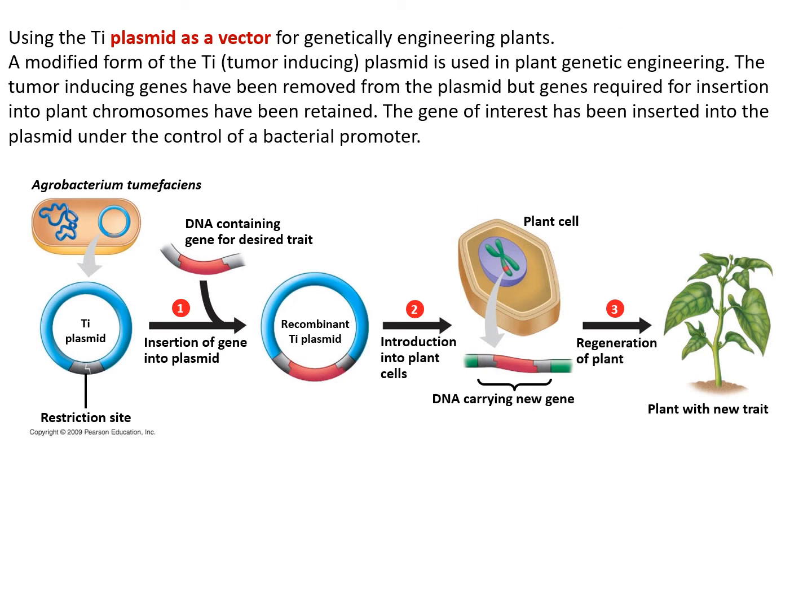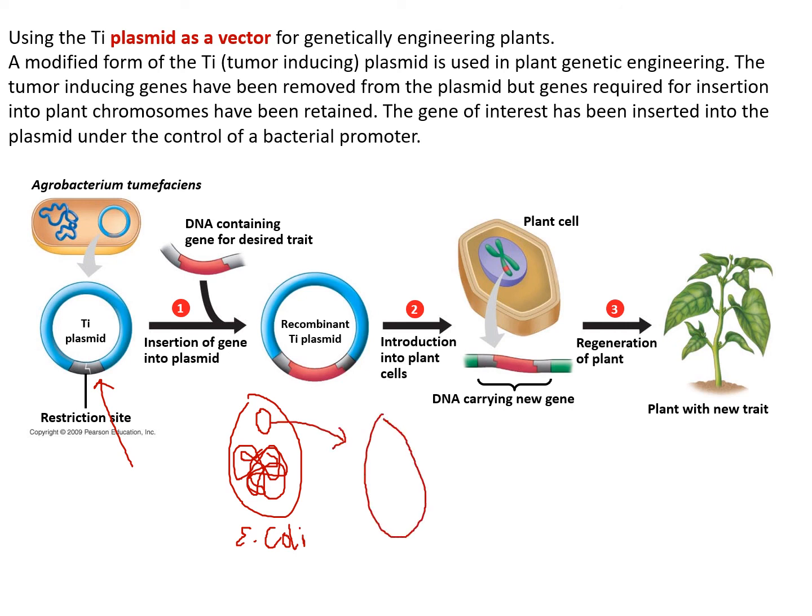The way it's often done is by inserting the gene into a plasmid. Plasmids are extrachromosomal pieces of DNA. Here's the chromosome of the bacteria. We can call this one E. coli. This is a plasmid. This is easily transferred to another bacteria. We'll talk more about how that's done.